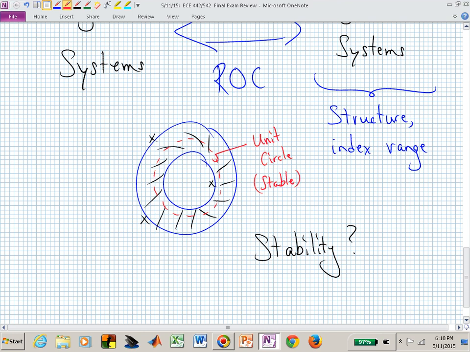You're now going off to infinity. It's not these nice geometric shapes. It's a nice shape, but it's different. And so now if your region of convergence contained the imaginary axis, essentially, now you know that everything is to the left of the imaginary axis, and it's stable.